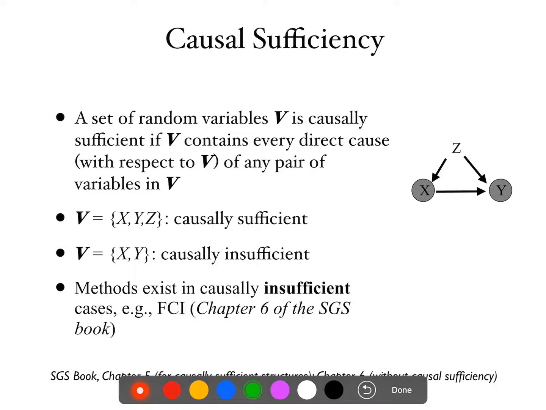Causal sufficiency, this means every time you are given a set of variables, say V, if the direct common cause of two variables, say X, Y, is also in the given set of variables, we say it's causally sufficient. In other words, there's no missing or hidden direct common cause of any two given variables. This is sufficient.